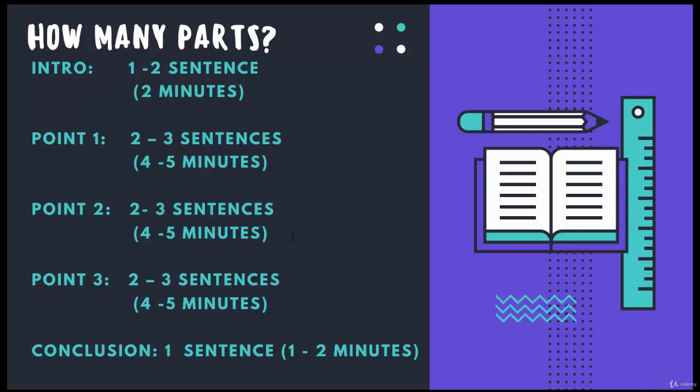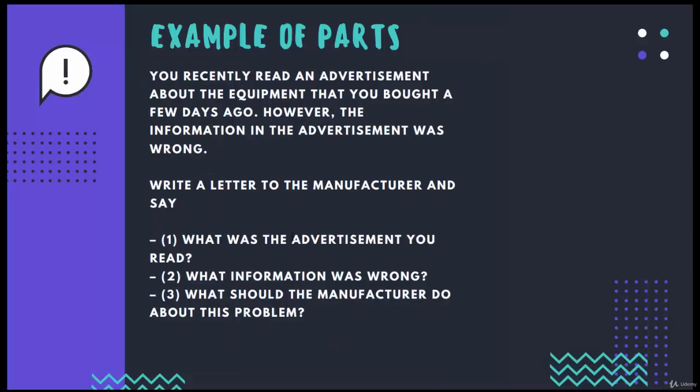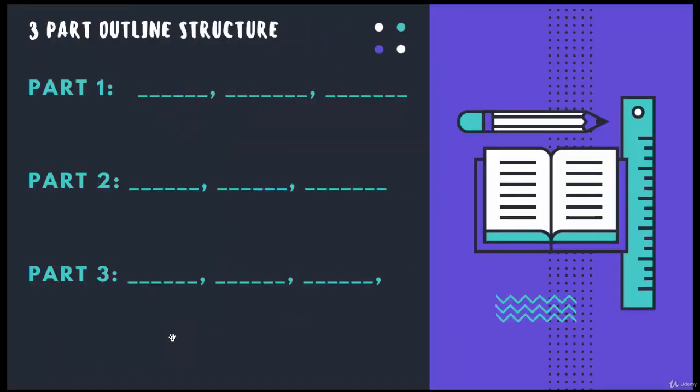But there are 5 parts. That means there are 5 paragraphs. They're short, but they're 5 parts. All right, here's an example. Like I talked to you about before, there's point 1, point 2, point 3. In addition to point 1, point 2, and point 3, before that you have an introduction. After that you have a conclusion. Right? Those are the 5 parts.